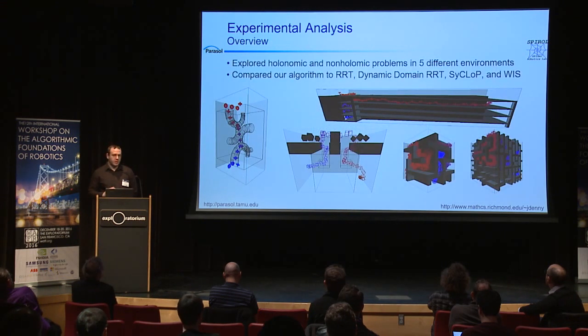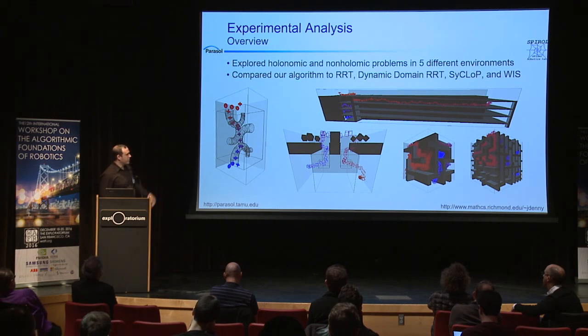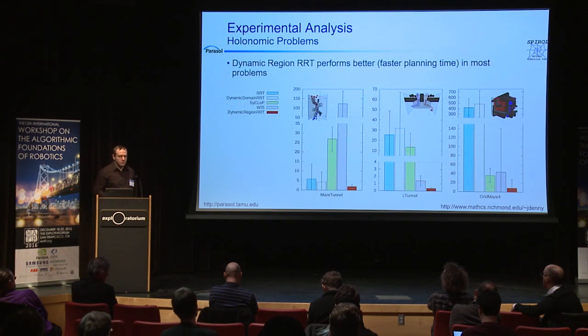So to look at this experimentally, first let's look at how we can use this in holonomic problems, and then we'll show a demonstration of it for a non-holonomic problem. Let's take these complex 3D environments. Some of them have multiple paths to the goal, some of them do not, and some of them actually have false passages. So in this maze tunnel in the first picture on the left, some of the passages can't actually be traversed by the robot, and our algorithm nicely handles that.